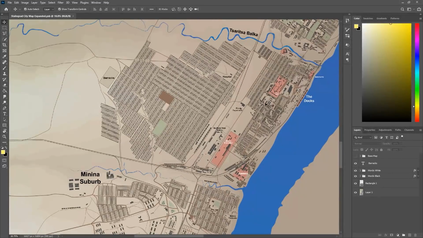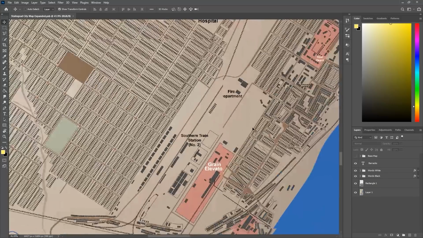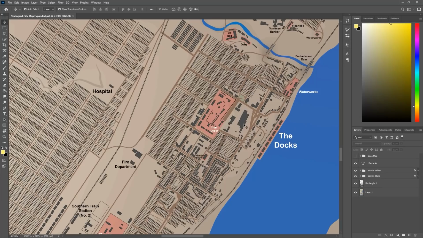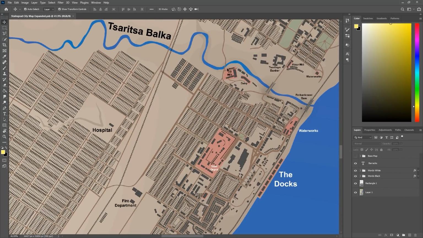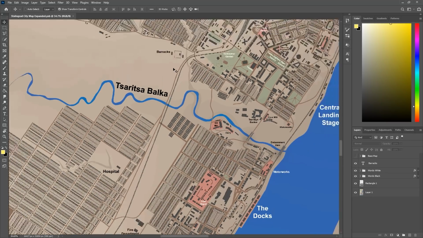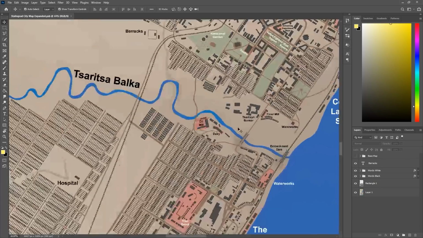But you can see there's quite a way through the city. There's a barracks here, train station number 2, fire department, the tram depot, kind of important, waterworks, oil mill and dairy. And then we get to the Tsaritsa Balka. Very, very important area. The central landing stage is there, but this is a very important area for a few reasons. I don't really want to spoil it, but we'll be seeing the Tsaritsa Balka a bit.